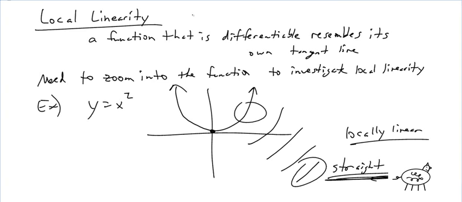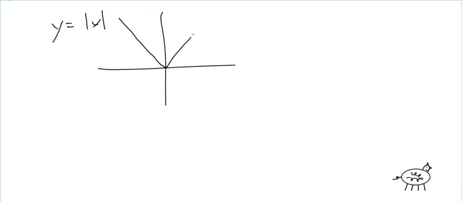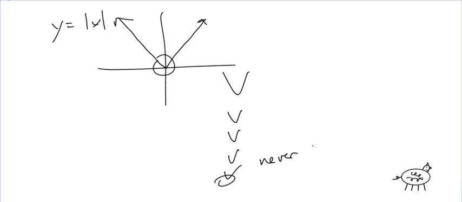Now, as opposed to this, let's clear this here. If I give you y is equal to the absolute value of x, and I graph this, it's going to look like this, right? If I zoom in on this spot here and keep zooming in, no matter what, I'm always going to see a corner, which is the absolute value. So this is never locally linear. Okay, never locally linear. And we're going to actually use our graphing calculator in a little bit to look at that.